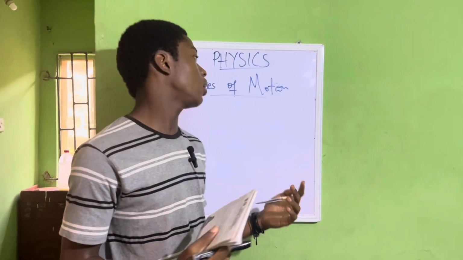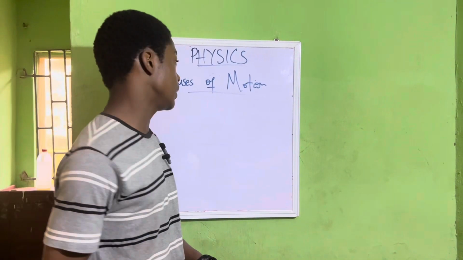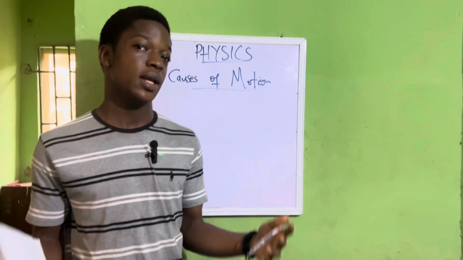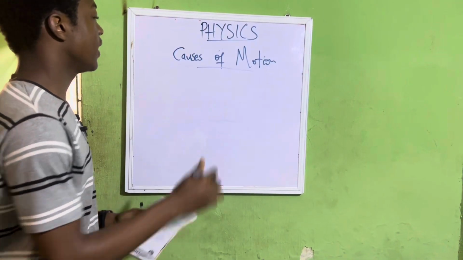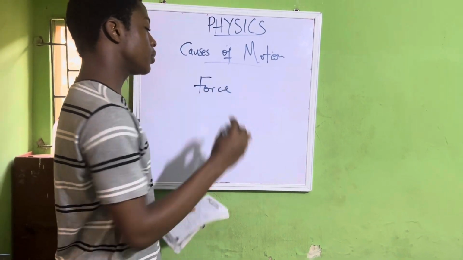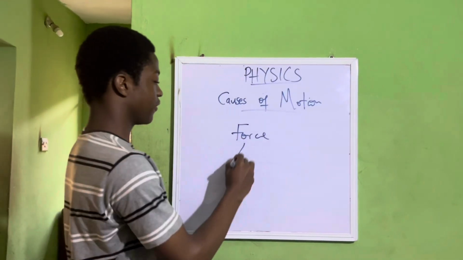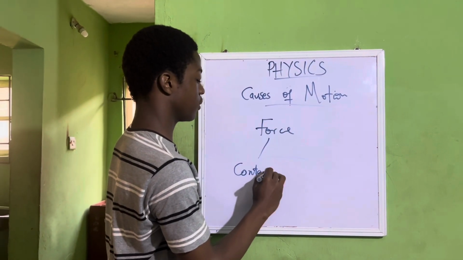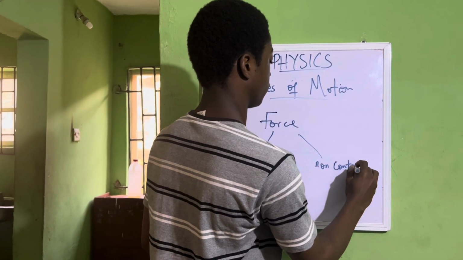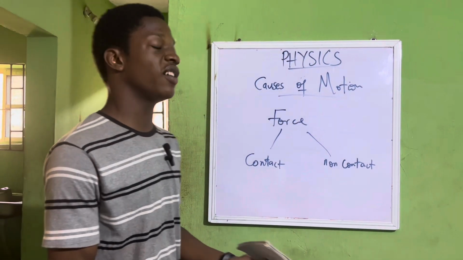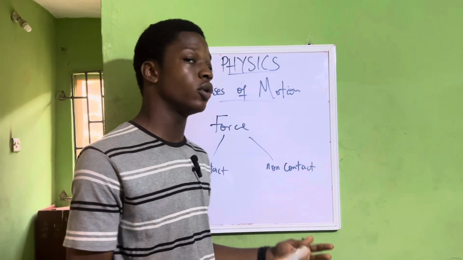I talked about this the other time, that the major cause of motion is force. When I was explaining dynamics, I said dynamics is the study of motion and the cause of this motion. Now you can also take notes that you can have different kinds of force. We have contact force and non-contact force. That is, you can apply a force to an object by making contact with it, and you can also apply force by not making contact with it.